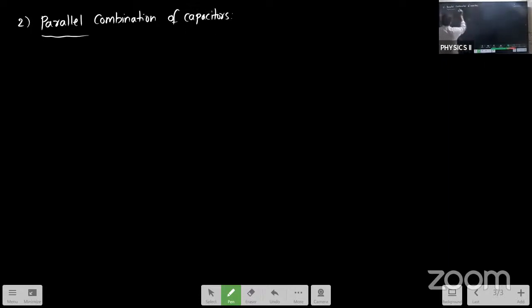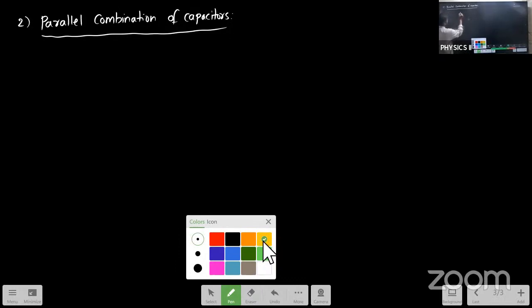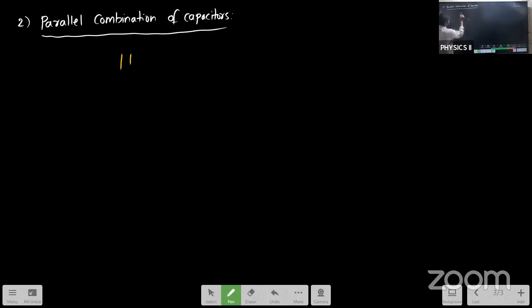See here. The next topic is parallel combination of capacitors. First of all, you are supposed to draw the diagram. Once you are done with the diagram, we can easily obtain an expression for the parallel combination of capacitors. Now everyone see here. Let me again consider three capacitors. This is my first capacitor, this is my second capacitor, this is my third capacitor.